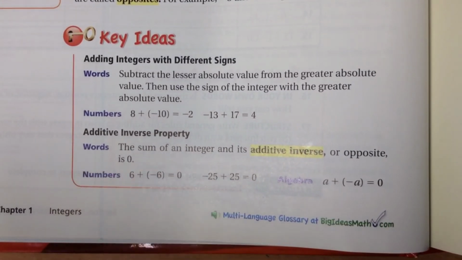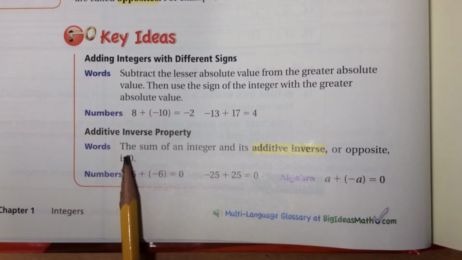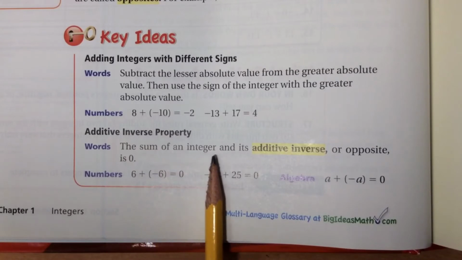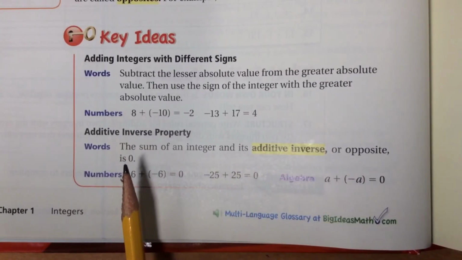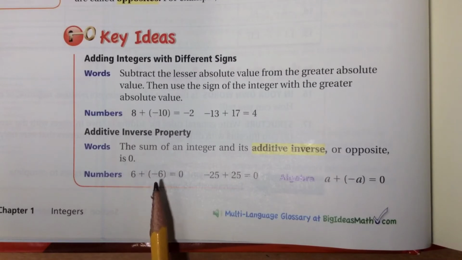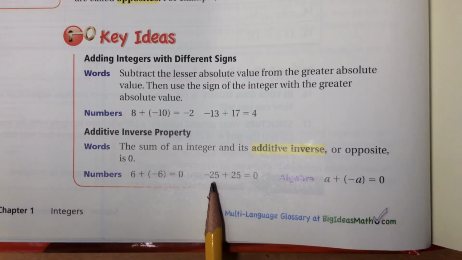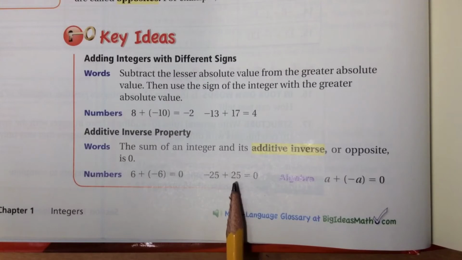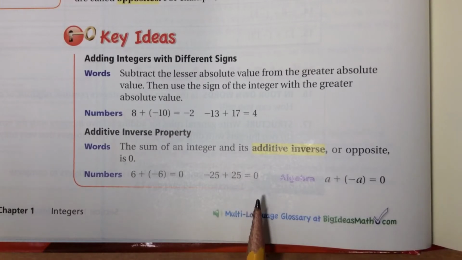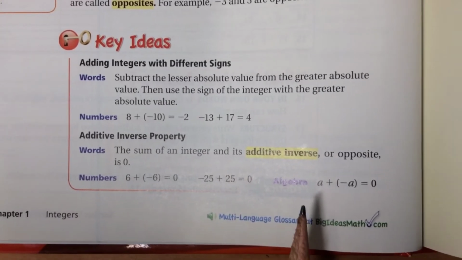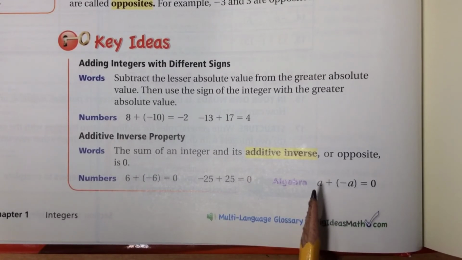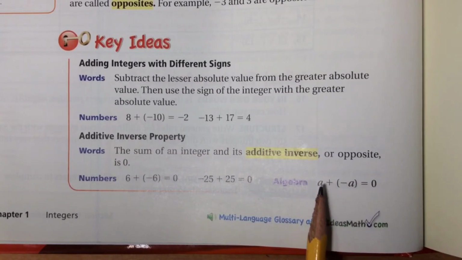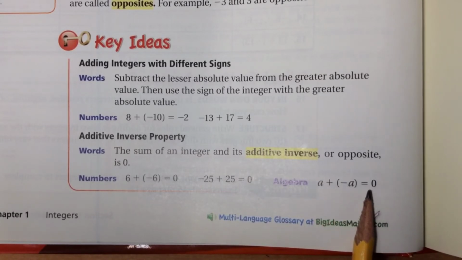The additive inverse property states that the sum of an integer and its additive inverse, or opposite, is 0. So 6 plus negative 6, 0. Negative 25 plus 25, 0. And then over here it says algebra because we're not using numbers here, but a plus negative a. We don't know what a is, but I have the number here and its opposite. And whenever I add opposites, I get 0.